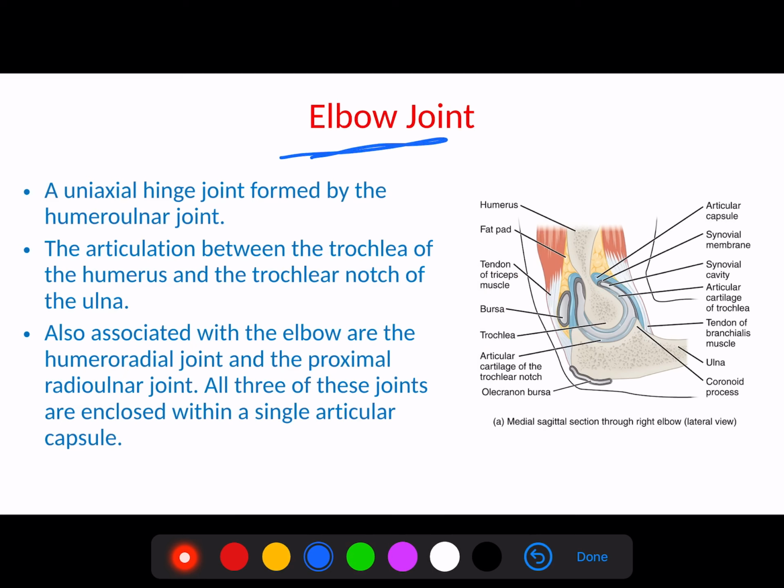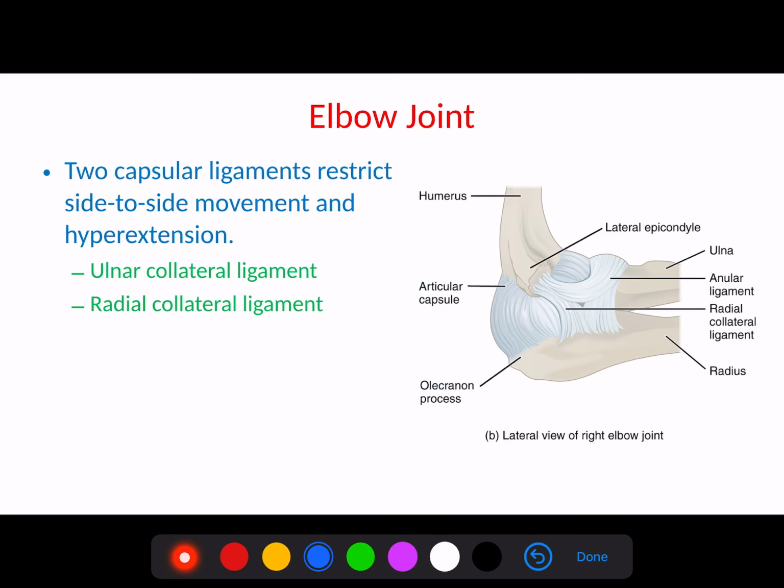The elbow joint, this is a uniaxial hinge joint. Uniaxial, it's moving along one axis, very similar to the knee. So it only does flexion and extension. So no hyperextension on the elbow. The two ligaments that you need to know are extracapsular ligaments. They are restricting the side to side movement, and they are preventing the hyperextension. We have the ulnar collateral and the radial collateral.